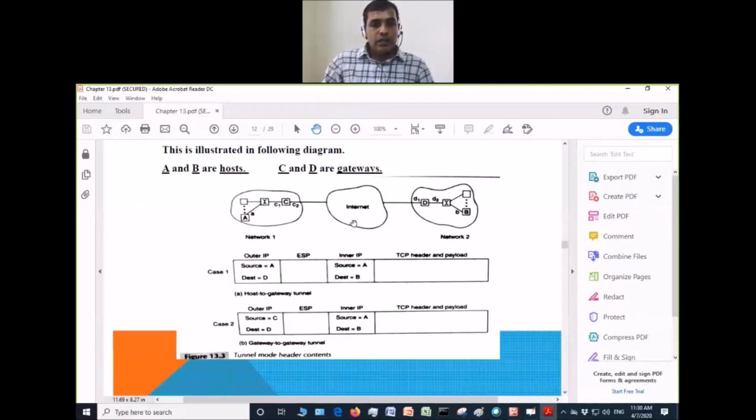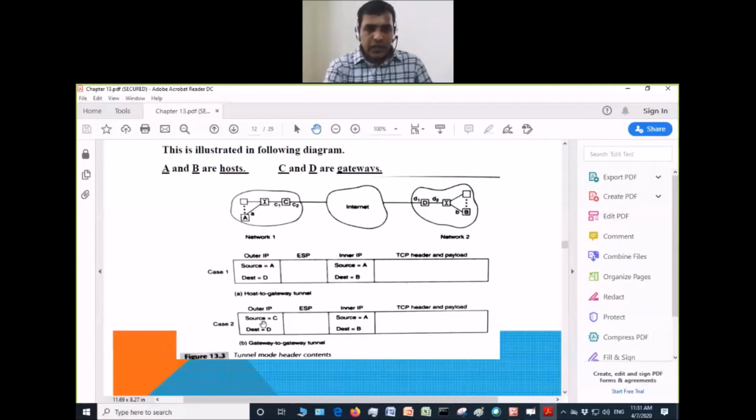Okay, so coming to the second point, which is case 2, the gateway to gateway tunnel. See, gateway to gateway tunnel means only the sending and receiving networks are revealed to the intruder. The sending and receiving hosts are never revealed. Here, the inner IP contains source as A, destination IP address as B. But the outer IP will contain what? When a packet comes to this gateway C, it will replace the source with C itself and destination as D, which is the other gateway.